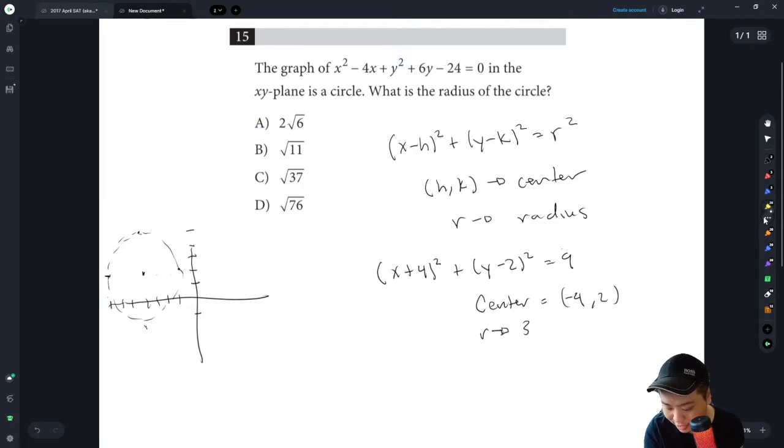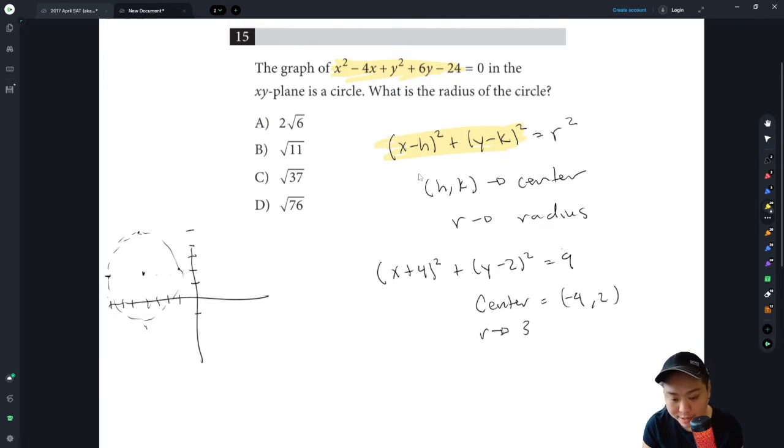If we take a look at the equation that they gave us right here, we will immediately note that this is not the same as this. This right here that I wrote is the actual equation of the circle. This right here doesn't have any binomials like this. We need to be able to create those binomials to actually get to the equation of the circle.